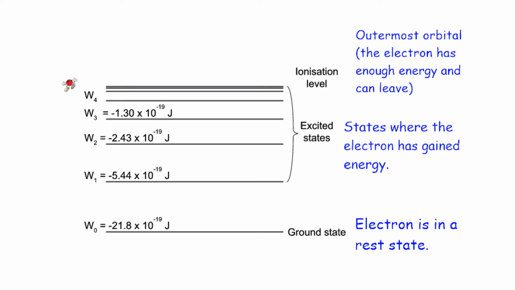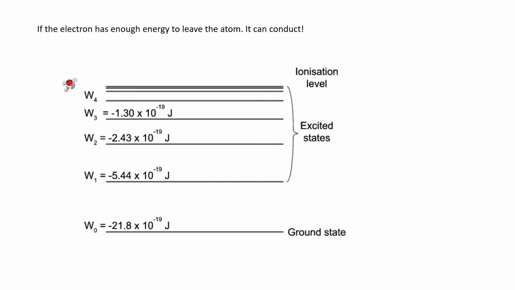Now you may remember that an ion is when an atom gains or loses an electron, and it becomes, in this case, positively charged. Because we lose the electron, it leaves a positive charge behind. Whenever the electron leaves, we have conduction.